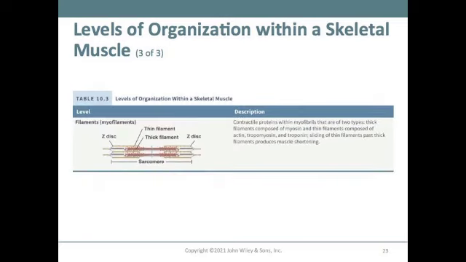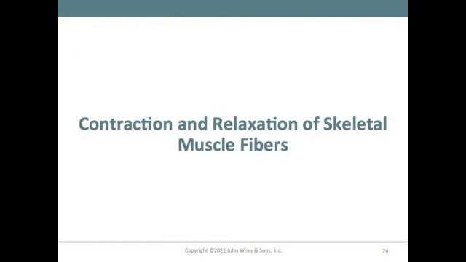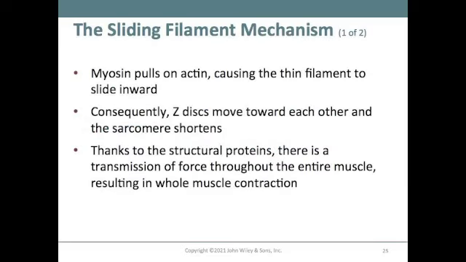Continuing on, once we get down to even more microscopic detail, we can see there the sarcomere, and how the sarcomere is made up of the Z disc and the thick and thin filaments, A band, H band, I band, and all of that stuff. Contraction and relaxation of skeletal muscle, page 316. Myosin pulls on actin, causing the thin filament to slide inward. Consequently, Z discs move toward each other and the sarcomere shortens. Thanks to structural proteins, there is a transmission of force throughout the entire muscle, resulting in whole muscle contraction.